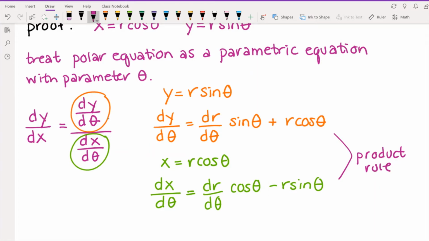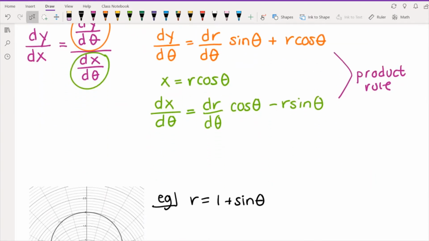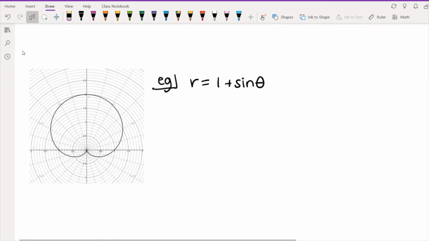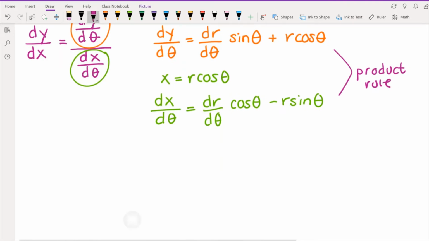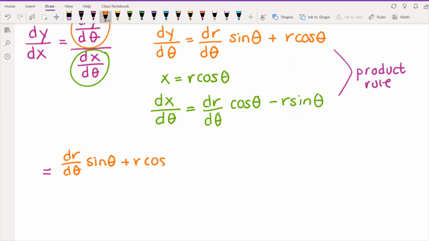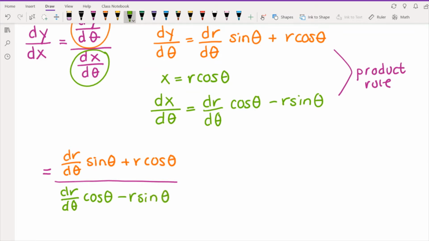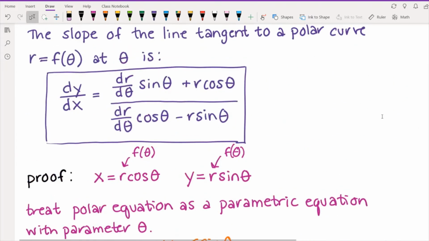Okay, so now let's put those back in, and we'll see that we get exactly the formula that we expected. If we put these into our equation here, we get in the numerator dr/dtheta times sine of theta plus r times cosine of theta. And in the denominator, we get dr/dtheta times cosine of theta minus r times sine of theta. And that exactly matches what I wrote up here as our formula, right?